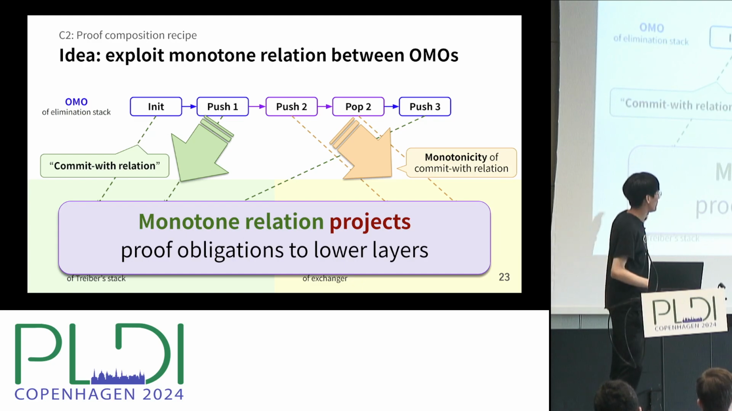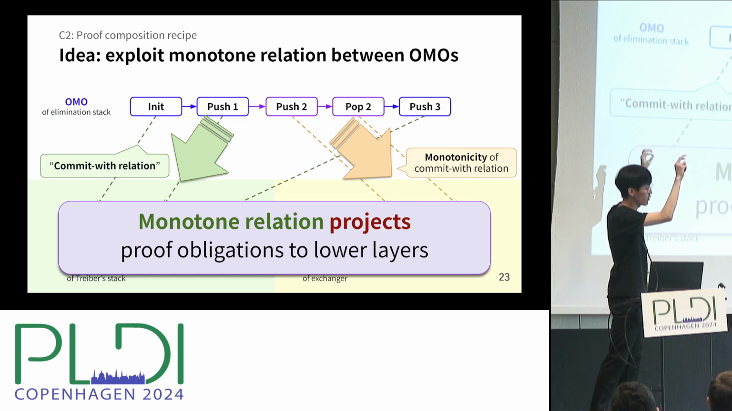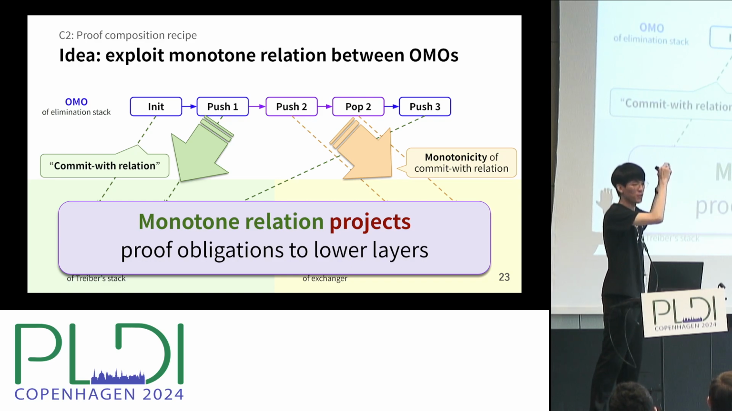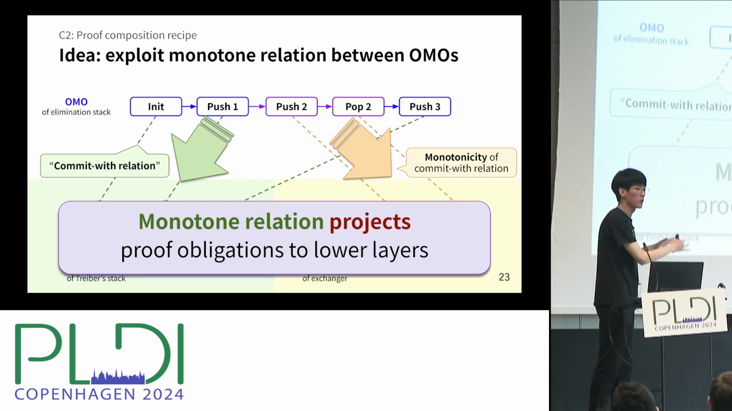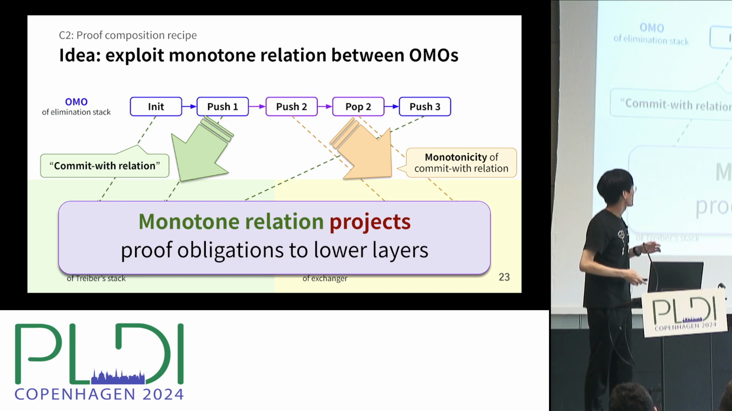And this is very effective in proof simplification because it allows us to project very complex proof obligations on the upper level OMO to corresponding, much simpler ones on the lower level OMO. I'm going to elaborate on it with another concrete example.